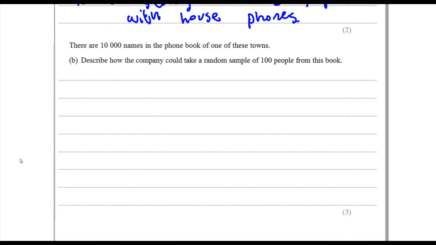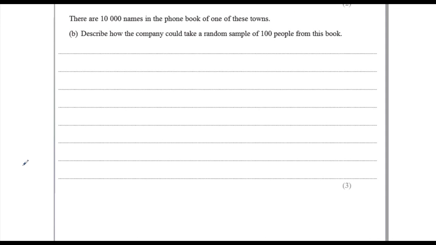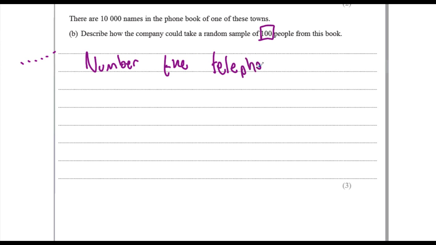Moving on. There are 10,000 names in the phone book for each of these towns. Describe how the company could take the random sample of 100 people from the book. Now at the minute we've just got long phone numbers, which aren't very nice to deal with. In order, we would number the telephone numbers, and if you have Microsoft Excel and all your phone numbers in there, this is a very simple job. In this day and age you would hope that's what you've got. From 1 to 10,000.